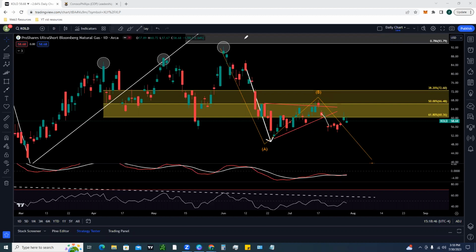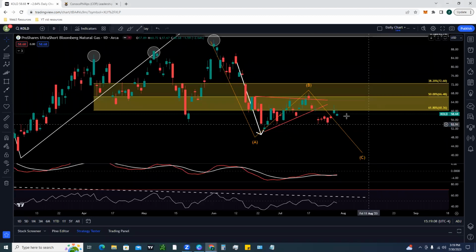Now, we did have a push up here in KOLD recently, but I think that was largely due to fill the gap, right? So we have this gap here. You can see that that gap is filled now. And really, if we stay below $60.36, I think that KOLD has the potential to go lower, right? Now, above there, that's when things are going to start to look a little bit different.